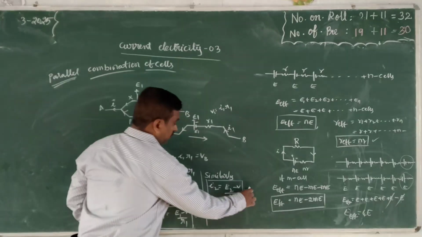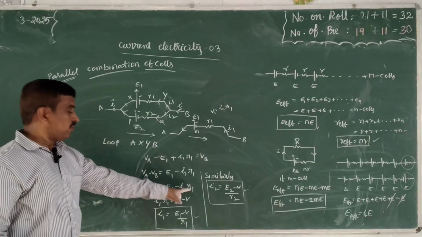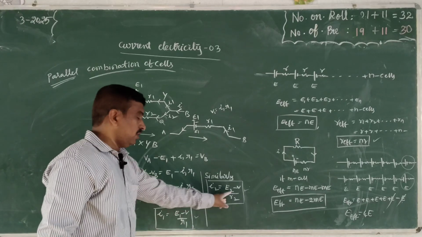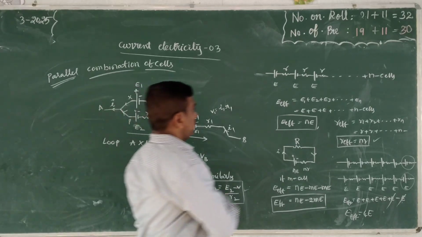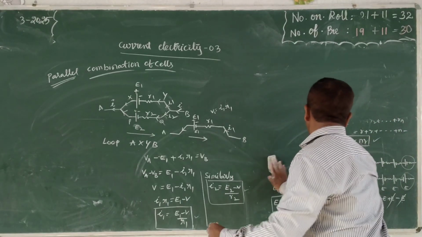So current I2 now. For the second loop we can select A, P, Q, B. In this case, what do we get now? Similarly, in place of I1 put I2, E1 place E2, V place V, R1 place R2. We get I1 and I2. See, now from this, what can we do here?